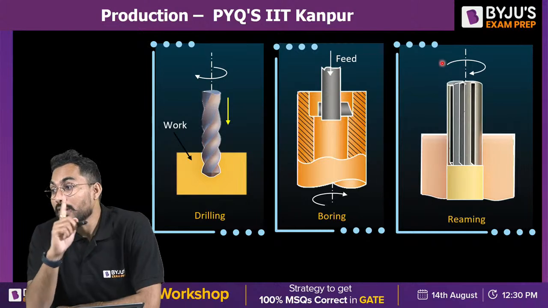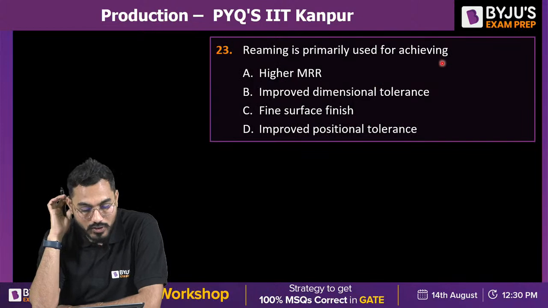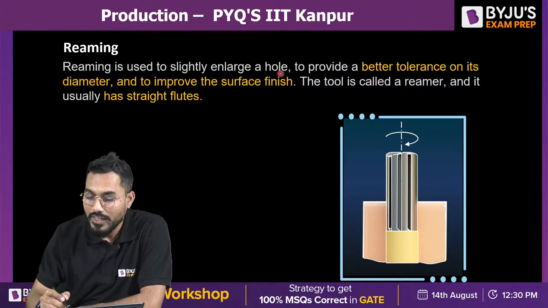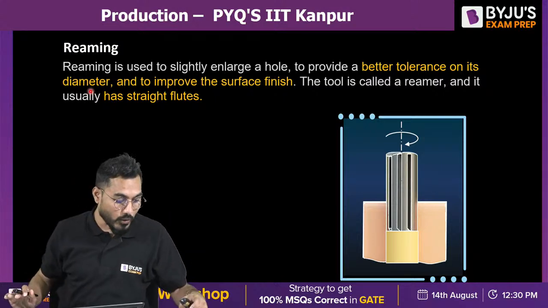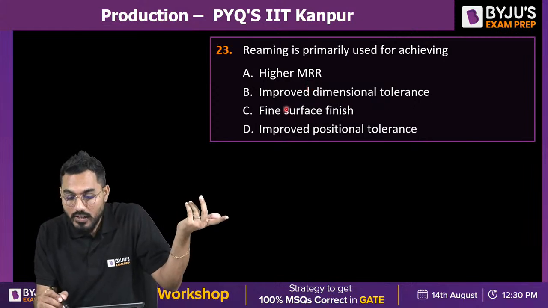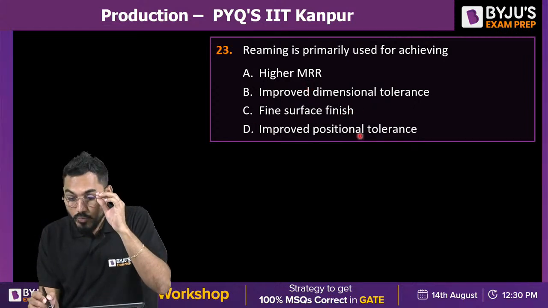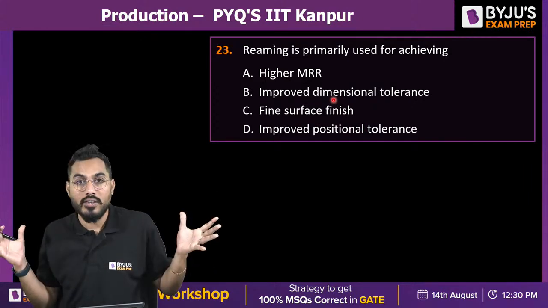Is it understood? Reaming is basically utilized for what? Dimensional tolerances, right? Fine. To achieve dimensional tolerances. So reaming is used to slightly enlarge the hole to provide a better tolerance on its diameter. It's not high MRR because it's a finishing operation. Fine surface finish, okay.